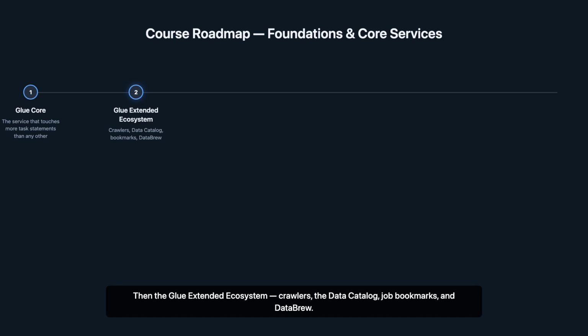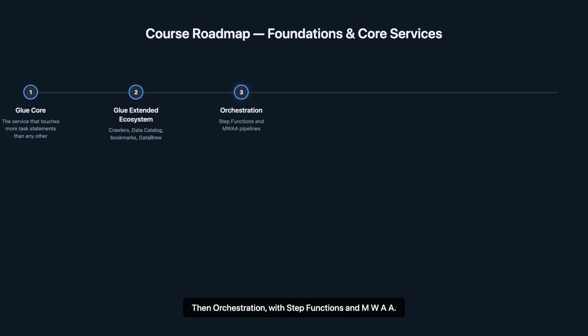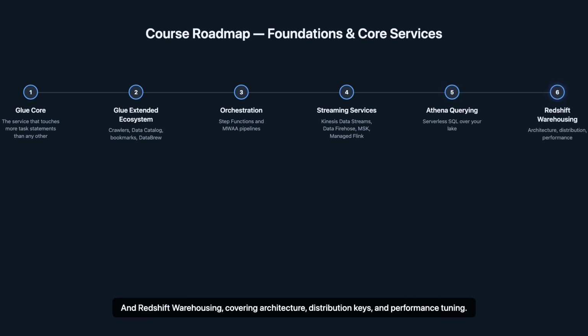Then the Glue Extended Ecosystem, crawlers, the data catalog, job bookmarks, and DataBrew. Then orchestration with Step Functions and MWAA, then streaming services, Kinesis, Firehose, MSK, and managed Flink. Then Athena querying, serverless SQL over your lake. And Redshift warehousing, covering architecture, distribution keys, and performance tuning. 6 stops, each one stacking on the last.